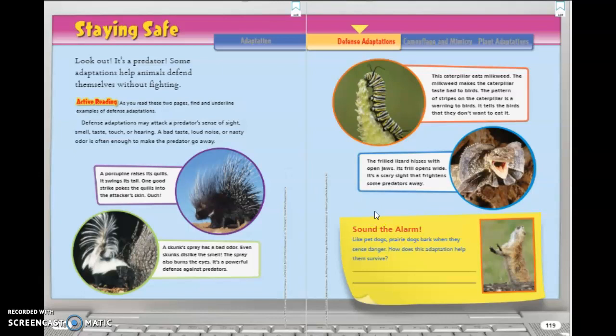Sound the alarm. Like pet dogs, prairie dogs bark when they sense danger. How does this adaptation help them survive? Go ahead and pause the video. Why do you think barking would help the prairie dogs survive? Okay, an example that we have is a prairie dog's bark alerts other prairie dogs that danger is near. So then they go and hide.